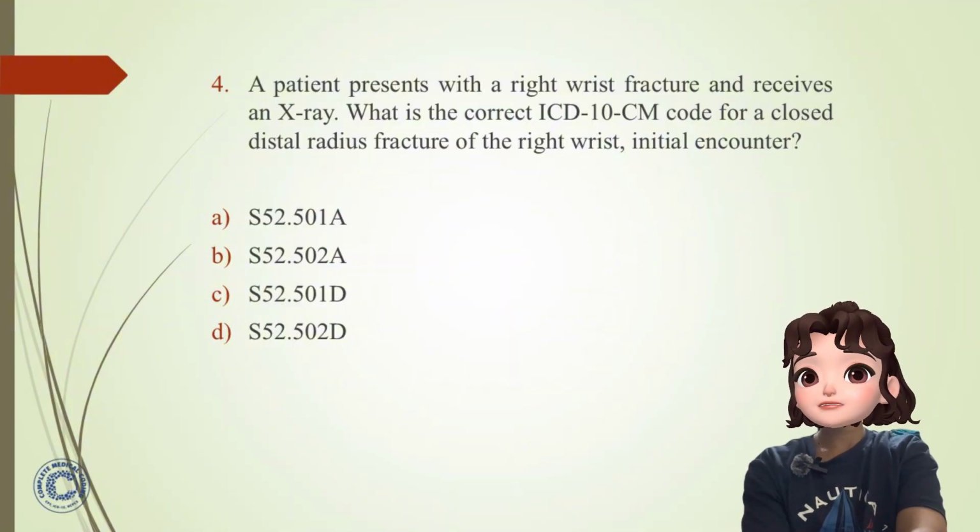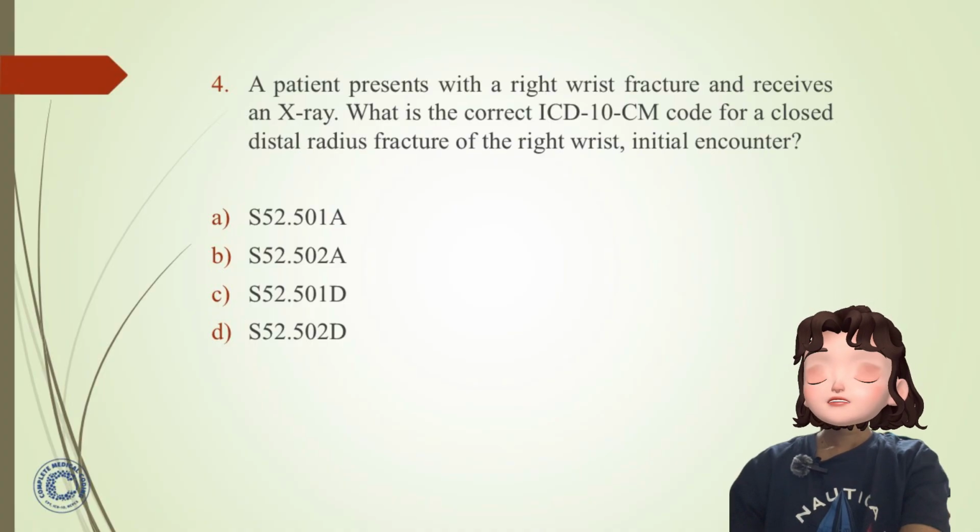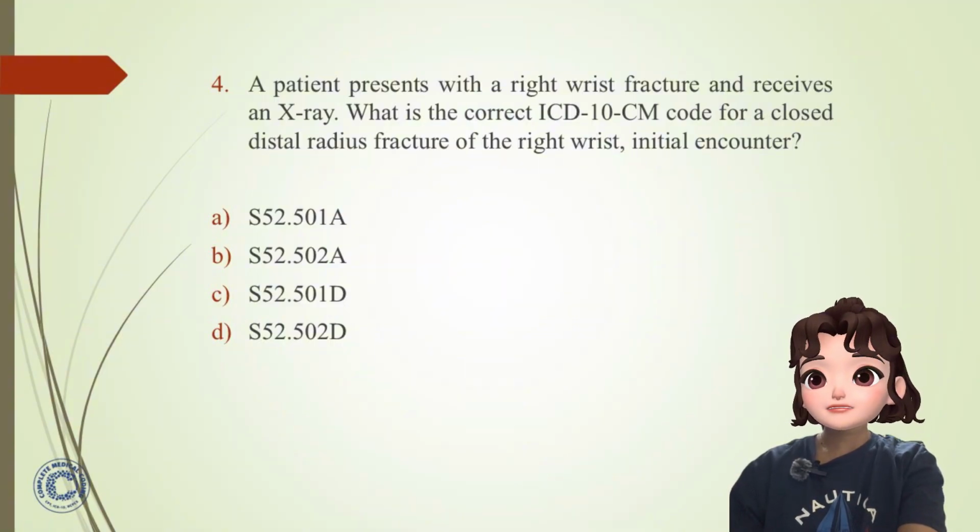Now, what is option B? S52.502A. 502A is unspecified fracture of lower end of left radius, initial encounter. Here we need right wrist, means right radius. So option B is wrong.